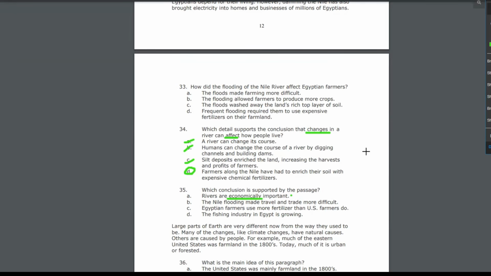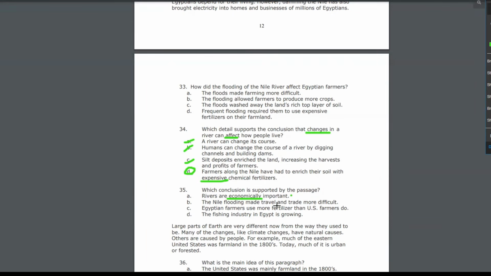And we know based on the passage, when it was flooding, the harvest and everything was pretty good. They had more crops. When they built that dam, guess what they had to start doing? They had to start enriching the soil with expensive fertilizers. That means they got to start spending money, right? So that means it's impacting the money. But let's still go through everything else.